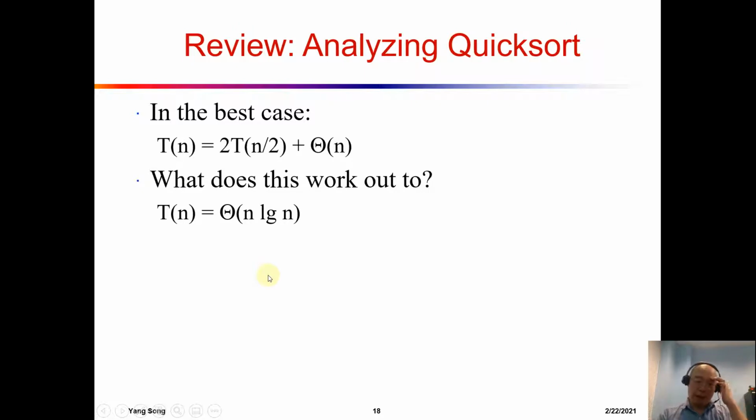And for the best case, we always have a 50% to 50% partition, and this is the best case. If we keep on doing that, we will have T(n) = 2T(n divided by 2) plus theta n, and this will work out to be theta n log n. So that's the best case.